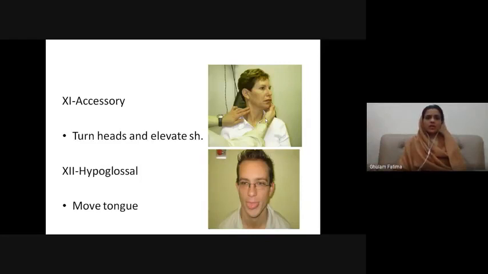Coming towards the testing of the accessory nerves. Accessory nerve, as you know, supplies trapezius and sternocleidomastoid. So to check the trapezius, you will resist the shoulder shrugging. And to test the sternocleidomastoid, you will resist the turning of the head. So you will resist the neck turning. So in this way, accessory nerve is tested.